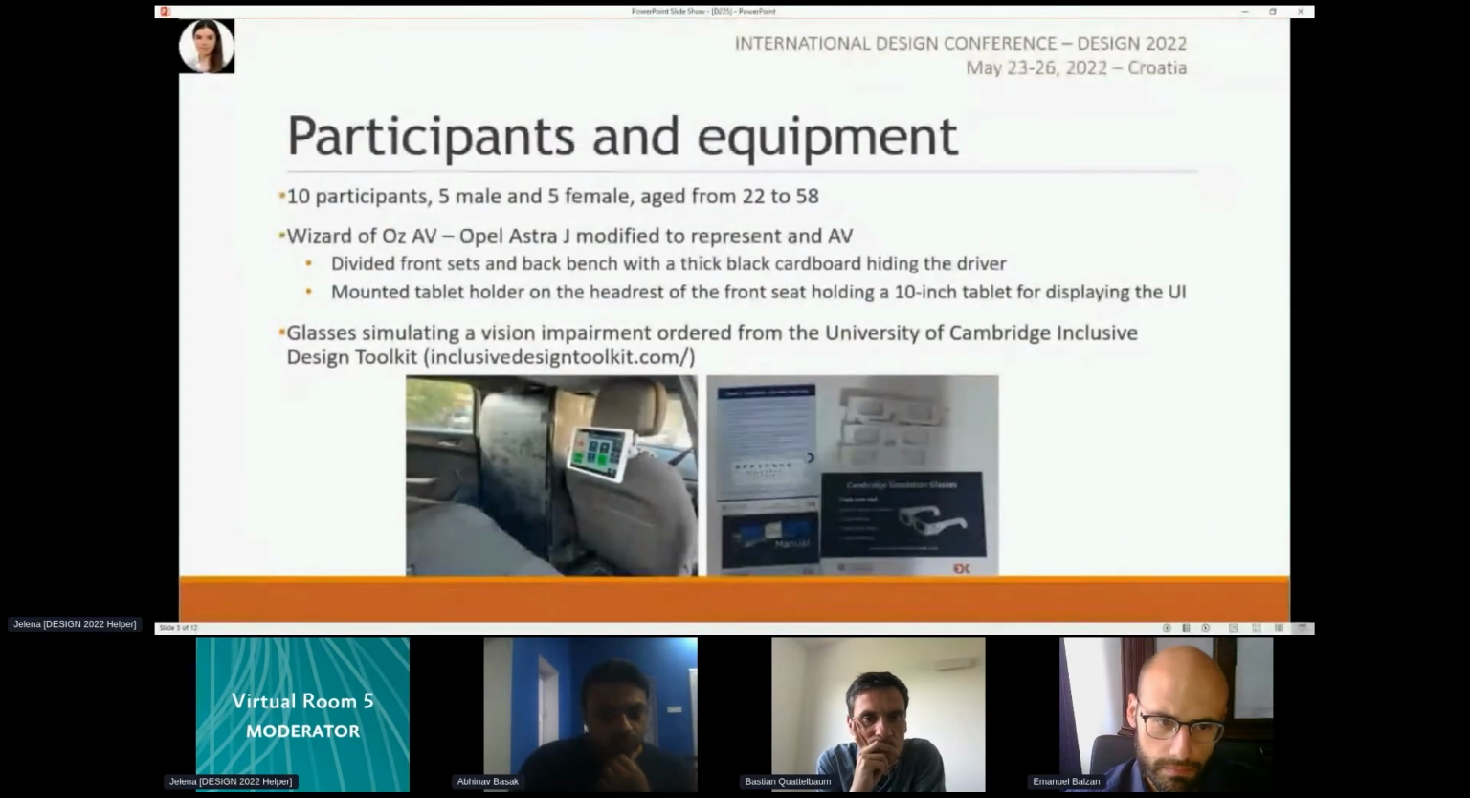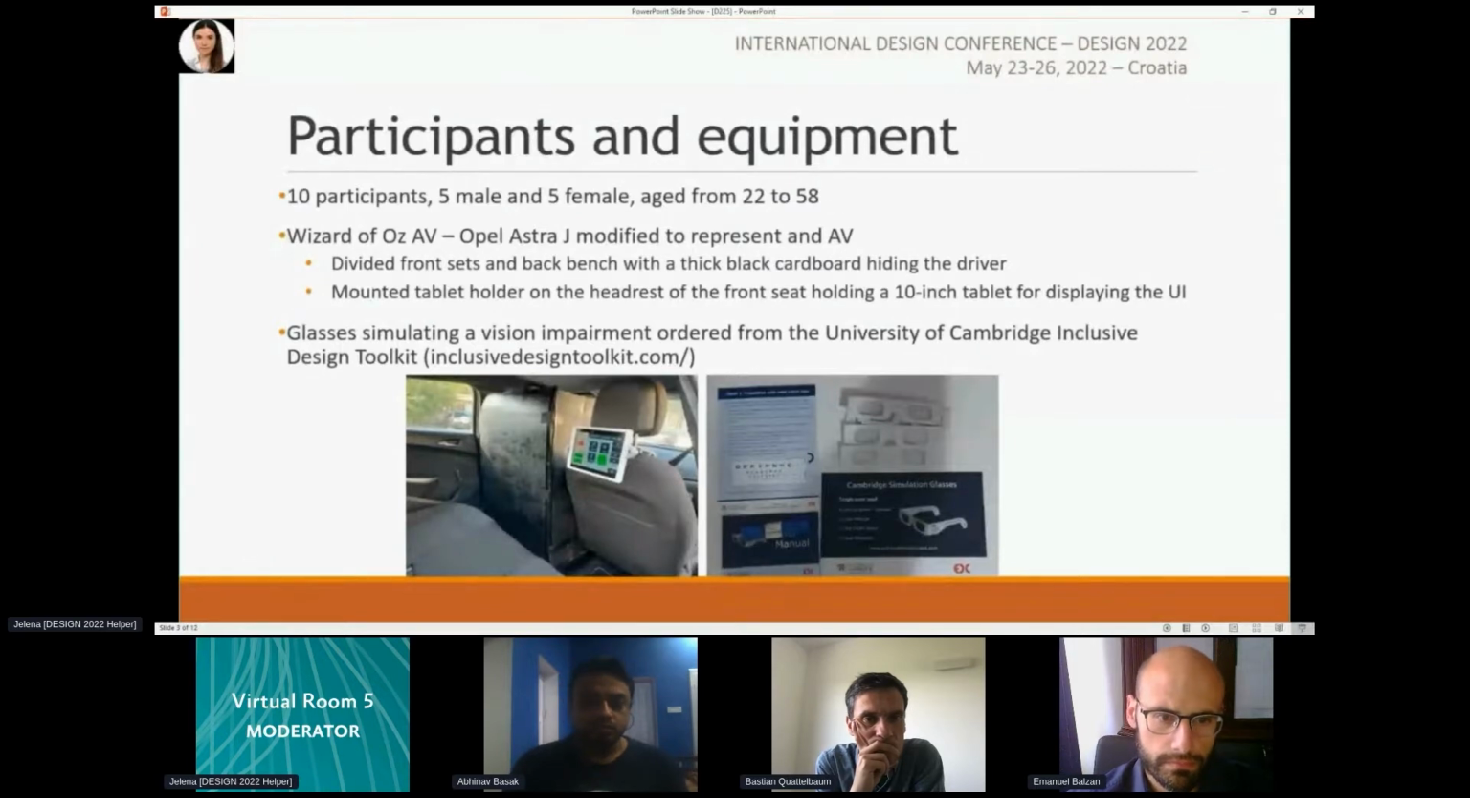10 participants in total were gathered for the experiment, and a Wizard of Oz autonomous vehicle was used, meaning that a conventional vehicle was slightly modified to represent an autonomous vehicle. The driver was hidden, and a tablet was mounted in the interior to display the three user interfaces and allow the participants to interact with the three variants.